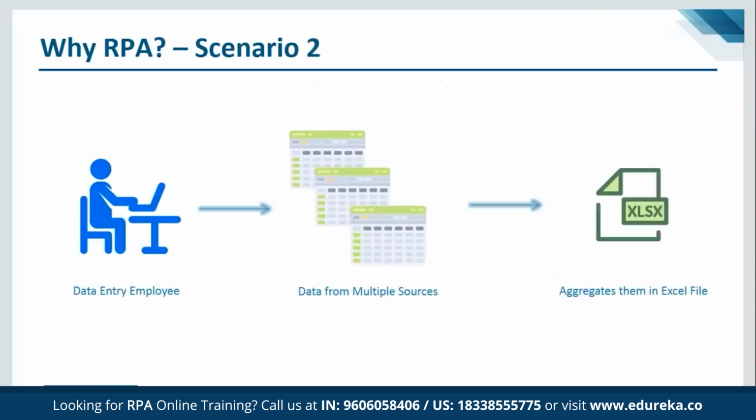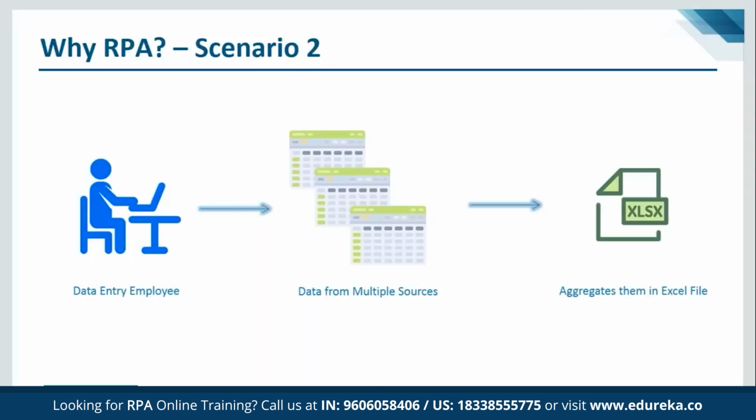All right, so let's take another example: a data entry employee. The typical job of a data entry employee is to take data from multiple sources and aggregate it inside one file. So this employee follows the same steps each and every day, for each and every iteration, and then saves it inside one file. He's doing the same steps every day and getting his job done.